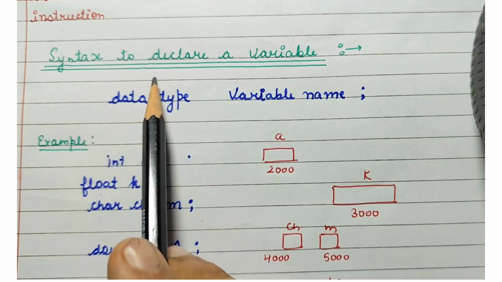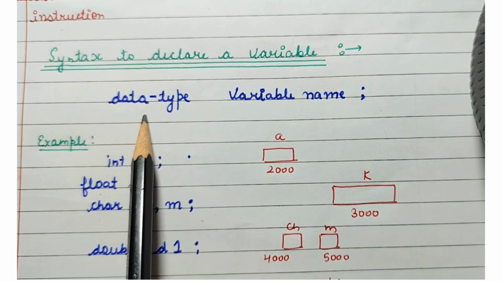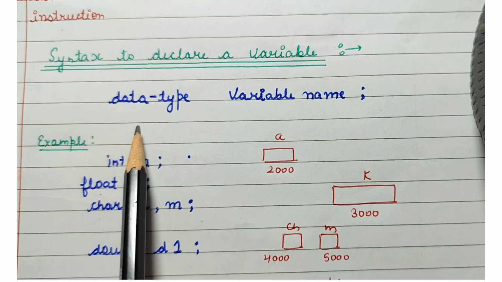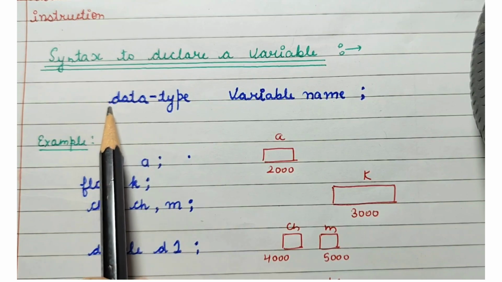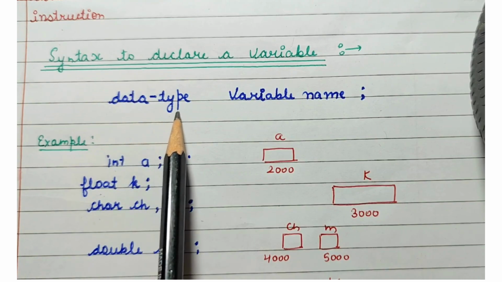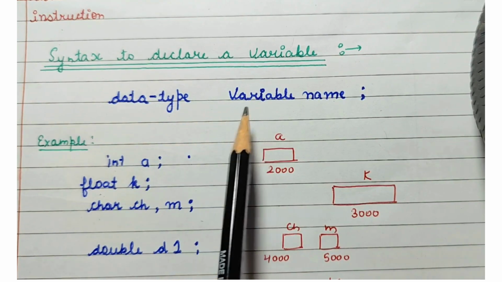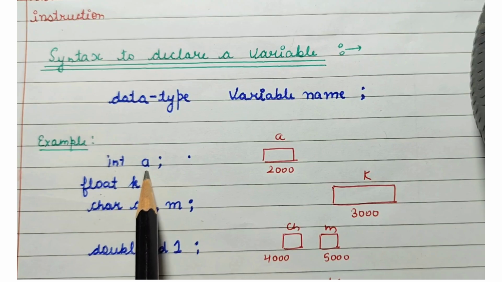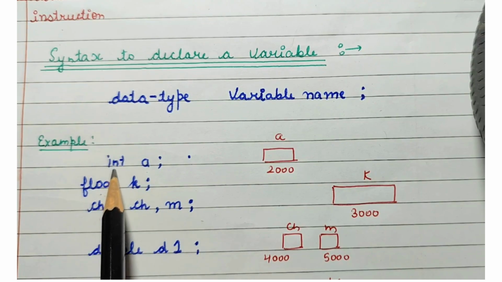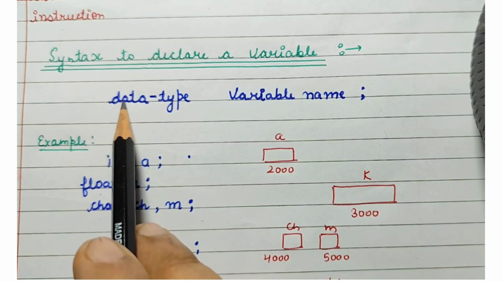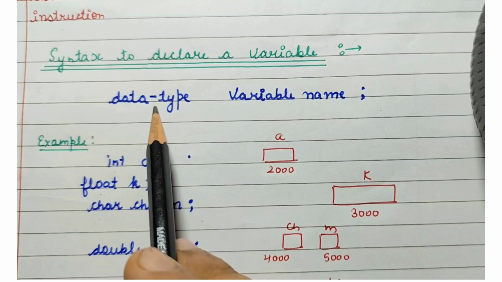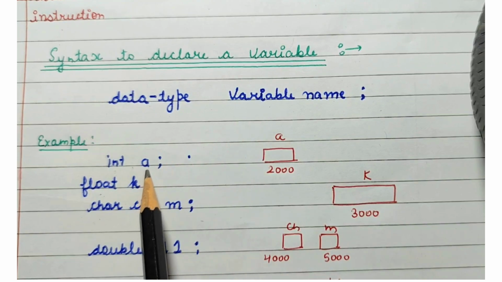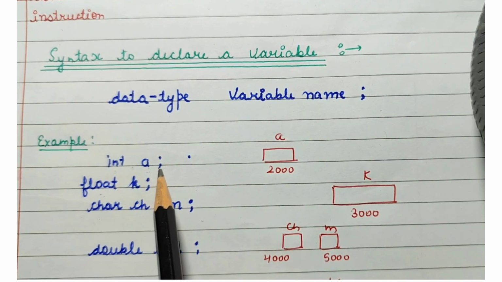So there is one rule to declare a variable. The rule is data type, space, variable name. Every time whenever we declare a variable, we follow this rule. First we include the data type, then space, then variable name. So here first we declare a variable a. When I write the statement int space a, you can match this rule with this statement. Int is a data type, then space, then the variable name is small a, and then we include a semicolon.